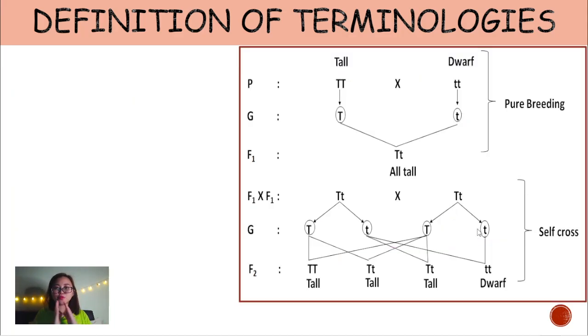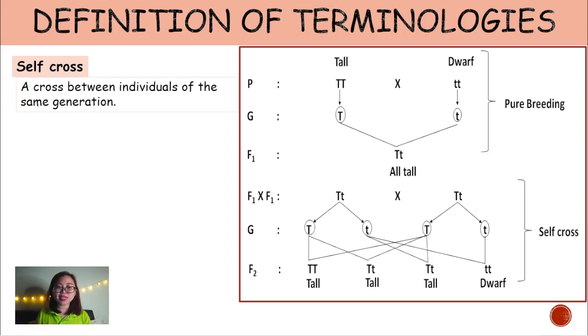Okay, let us move on to the next set of terminologies. The next term is self-cross. A self-cross is a cross between individuals of the same generation. Kamu akan nampak perkataan cross. Cross means dibiak. Okay, kita akan biakkan atau kawinkan dua individu atau mungkin lebih dari dua individu.